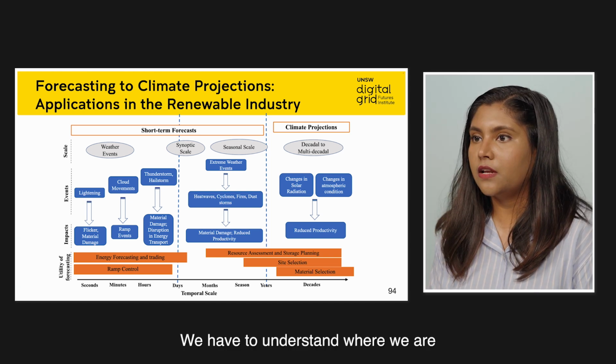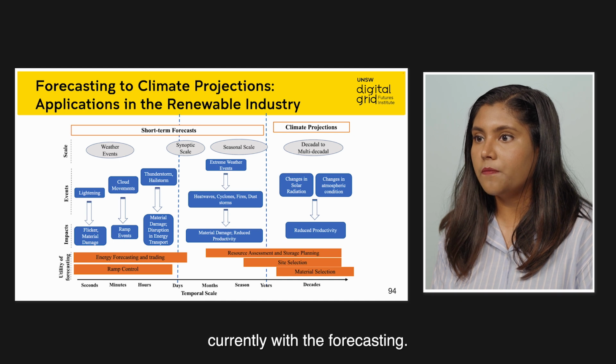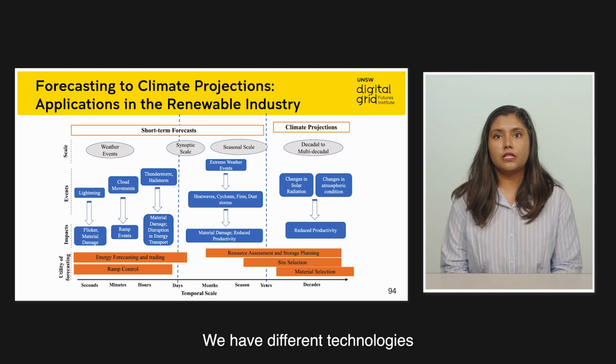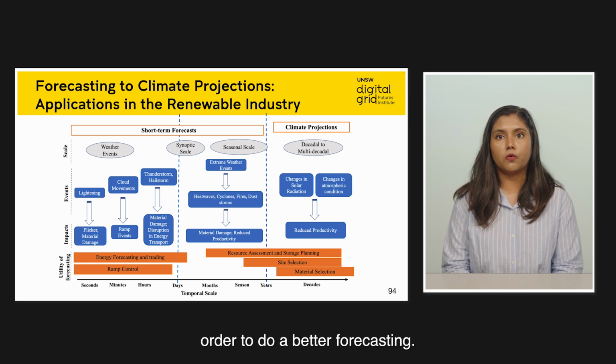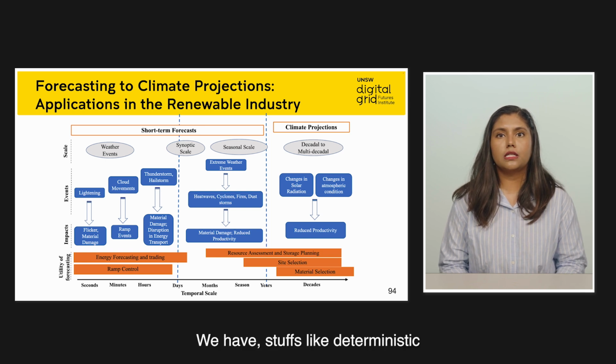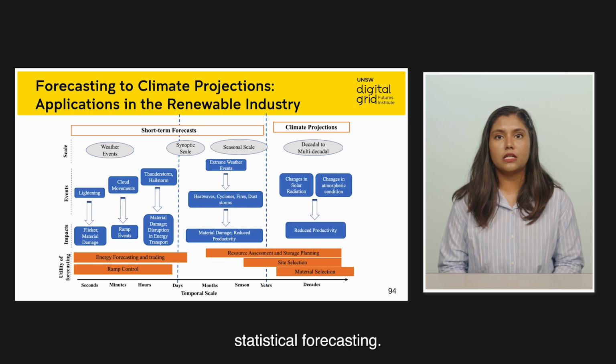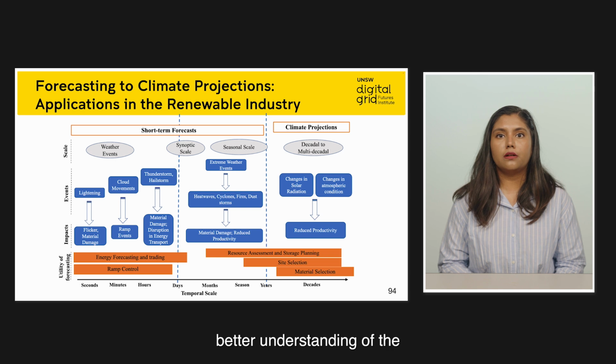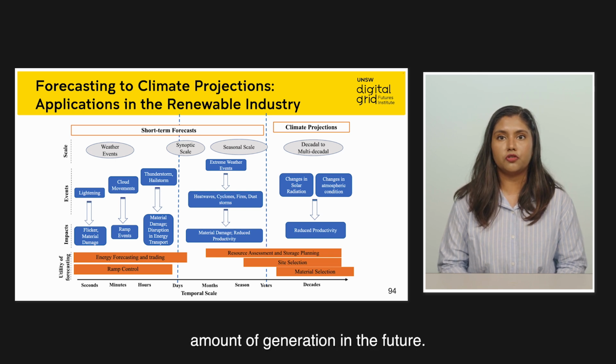We have to understand where we are currently with the forecasting. We have different technologies and different strategies in order to do better forecasting. We have things like deterministic forecasting, nowcasting, statistical forecasting. So these are the different techniques which help us get a better understanding of the weather, the variability, and the amount of generation in the future.